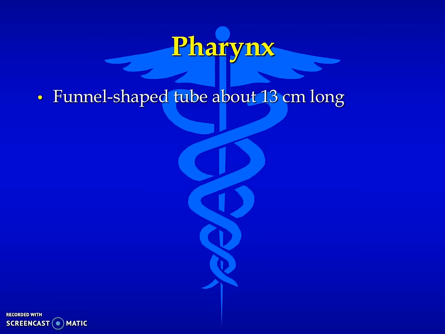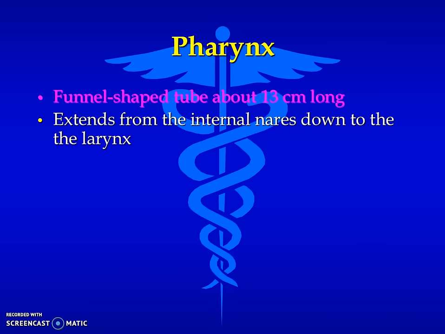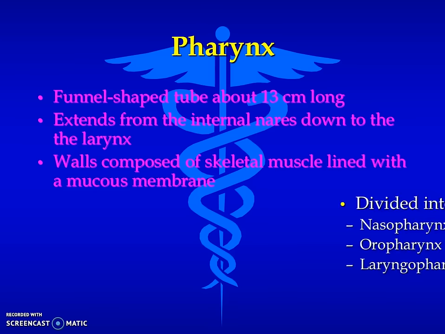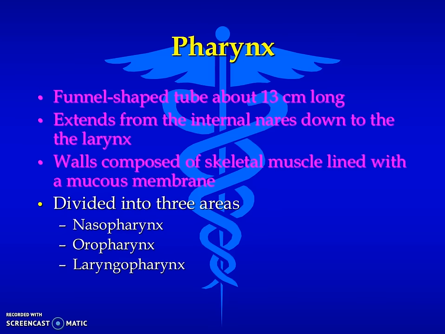Then it moves down through our pharynx, which is a funnel-shaped tube about 13 centimeters long. It extends from the internal nares down to the larynx. The wall is composed of skeletal muscle lined with a mucous membrane. And then it's also divided into three different areas: the nasopharynx, the oropharynx, and the laryngopharynx.